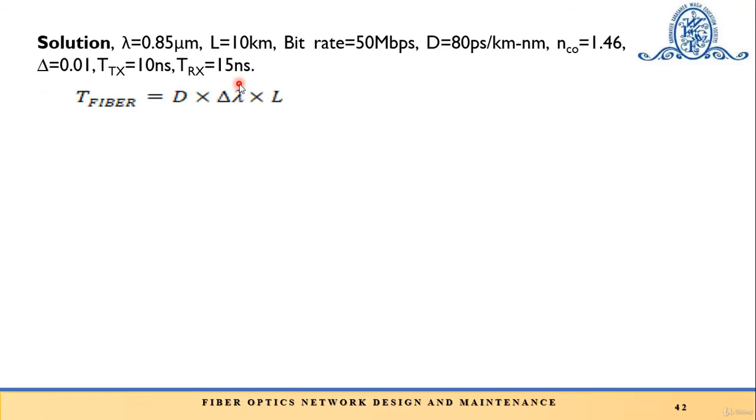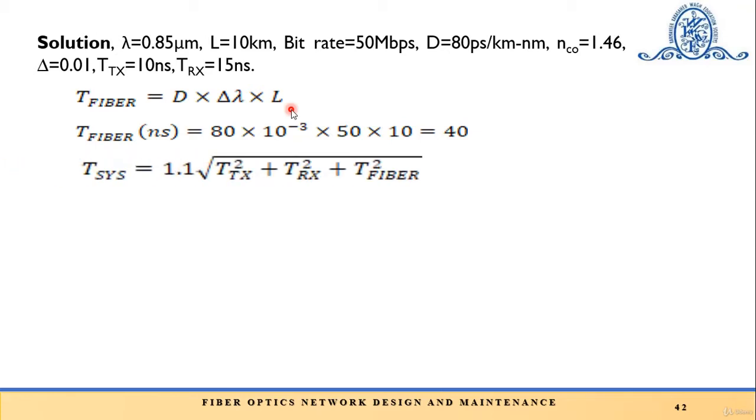As per given data, we can use the second formula to calculate the fiber rise time. It is dispersion multiplied by spectral width multiplied by link length. So after putting the values, the answer will be in nanosecond and that comes out to be 40.